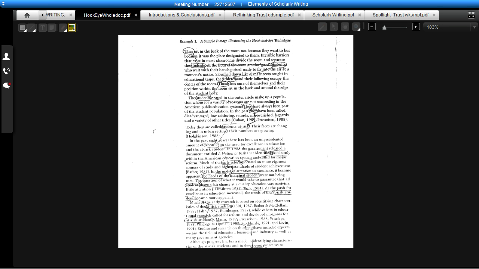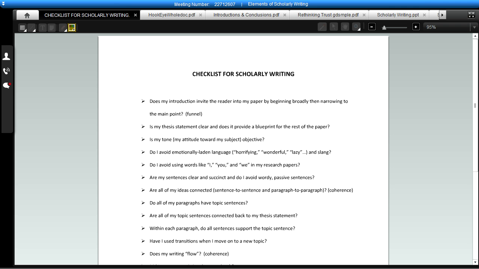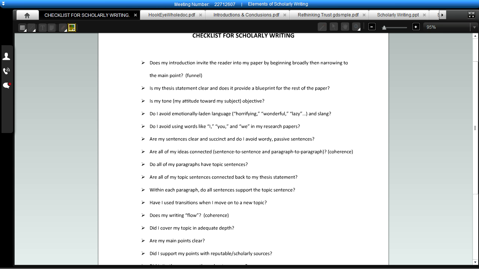Okay, one last handout here is a checklist that you can use when you're going back and doing your revisions. I believe I sent this to you in your email, so you should have this. So here are some things you can look at and ask while you're doing your revision. Do you have a solid introduction that begins broadly and then narrows to the main point, somewhat of a funnel? Is the thesis statement clear? Does it provide a blueprint or a layout for the rest of the paper?